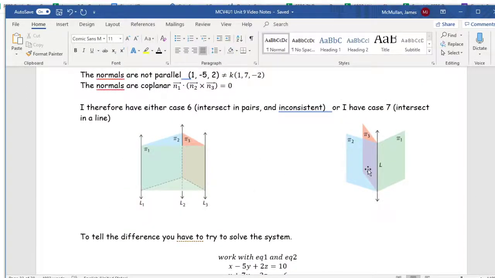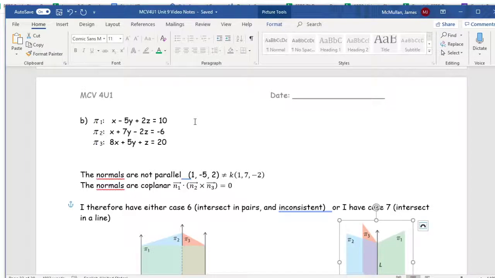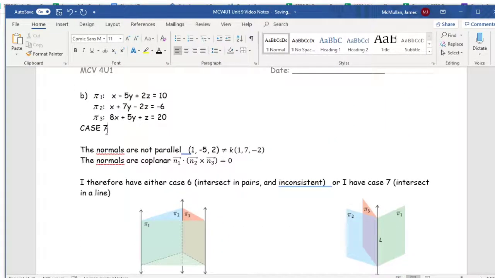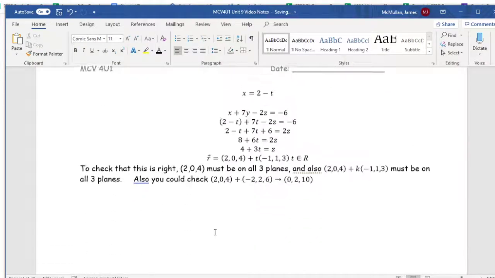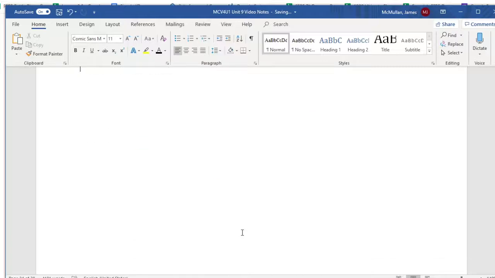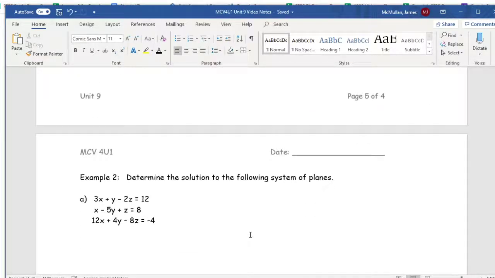This is an example of a case 7 question. Okay, so maybe let's just write that down. This is a case 7, which we didn't know until we solved it. I guess I'll put it down here. So case 7, intersect in a line, and that line is what we discovered right here.